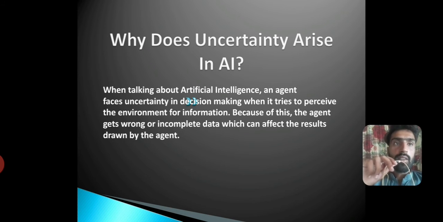Why does uncertainty arise in AI? When talking about artificial intelligence, an agent faces uncertainty in decision making when it tries to perceive the environment for information. Because of this, the agent gets wrong or incomplete data which can affect the result drawn by the agent.